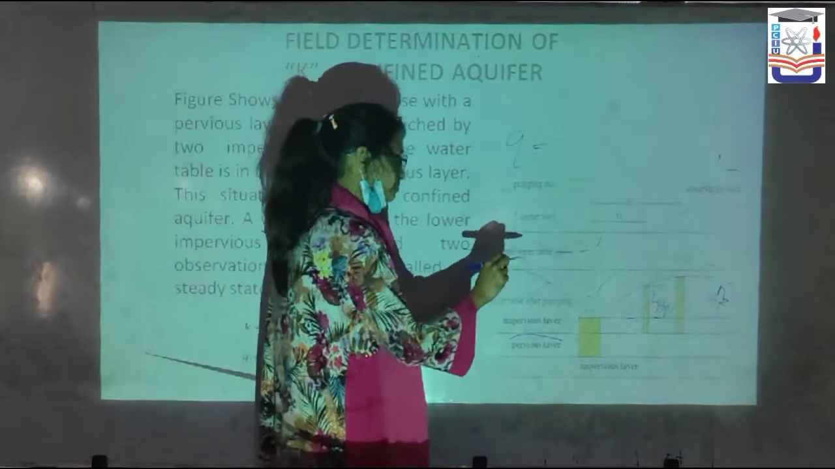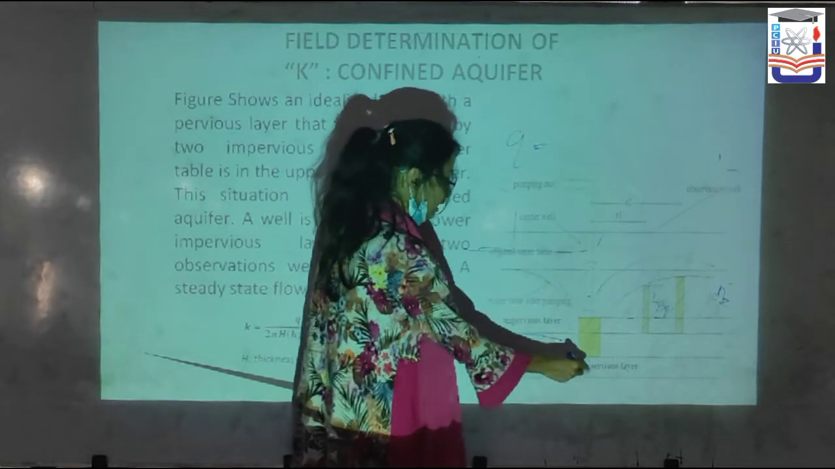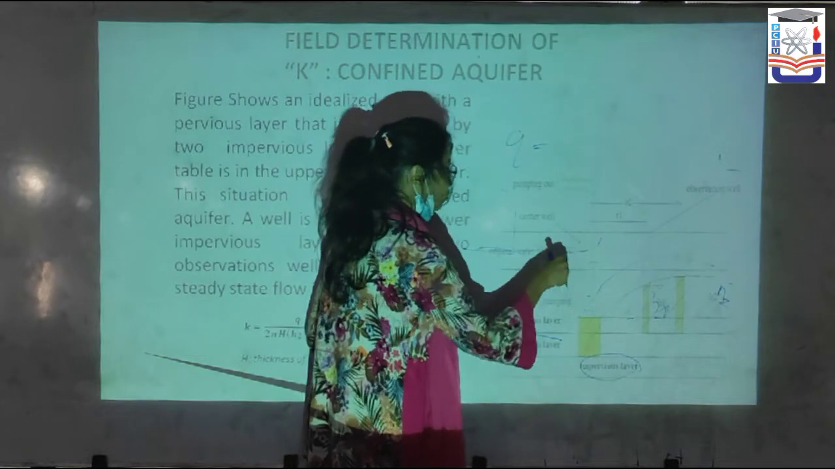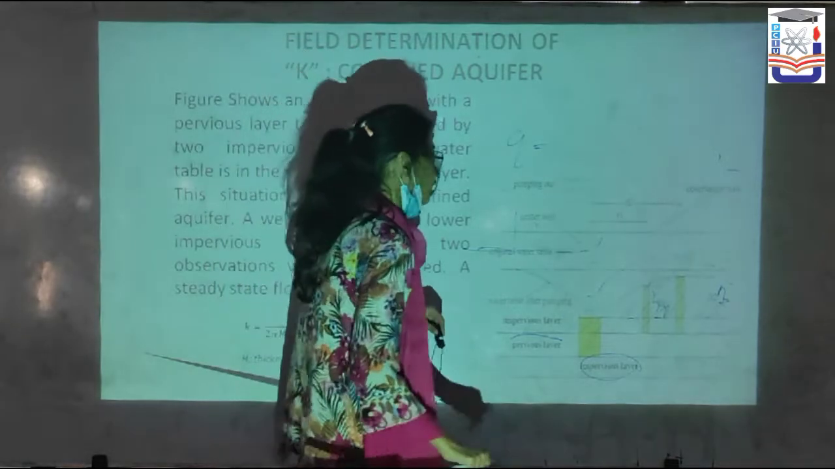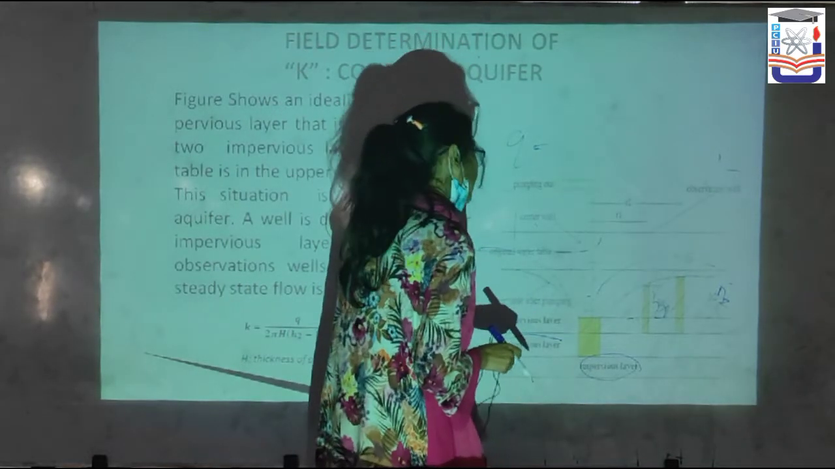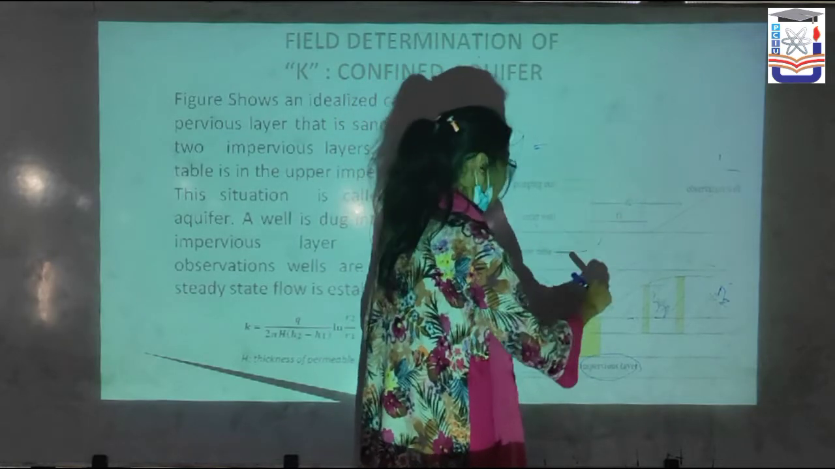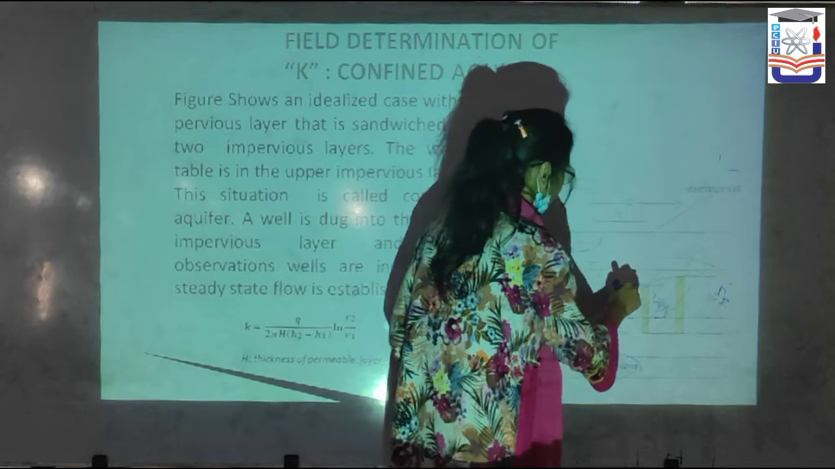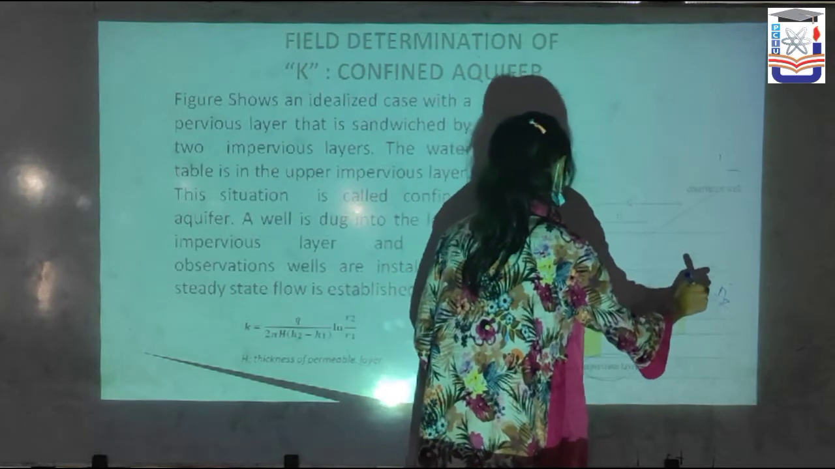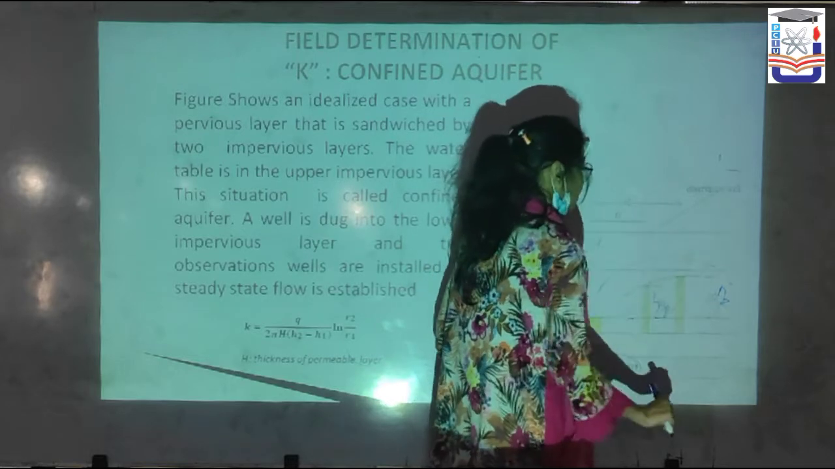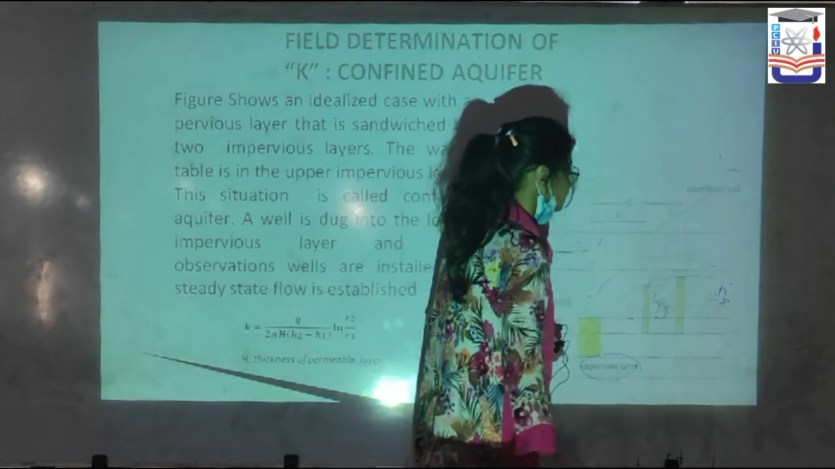Here a center well is drilled into the lower impervious layer. This well is called the center well. Here two observation wells are also drilled, and after pumping, the heights are measured. H2 is the height before pumping, and H1 is the height after pumping.